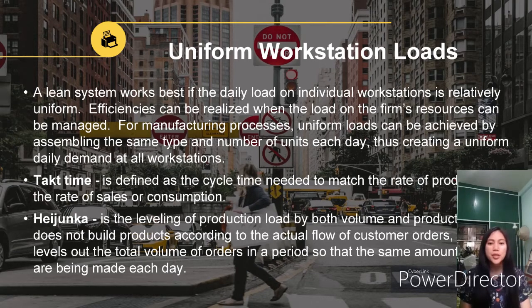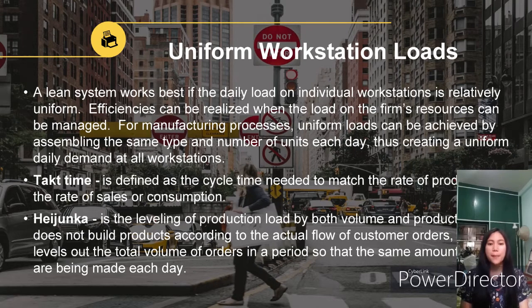For manufacturing processes, uniform loads can be achieved by assembling the same type and numbers of units each day, thus creating a uniform daily demand at all workstations. It states that balance between operations is more important than speed, and ideally, we should never produce faster than the customer requirement rate. Takt time is defined as the cycle time needed to match the rate of production to the rate of sales or consumption.